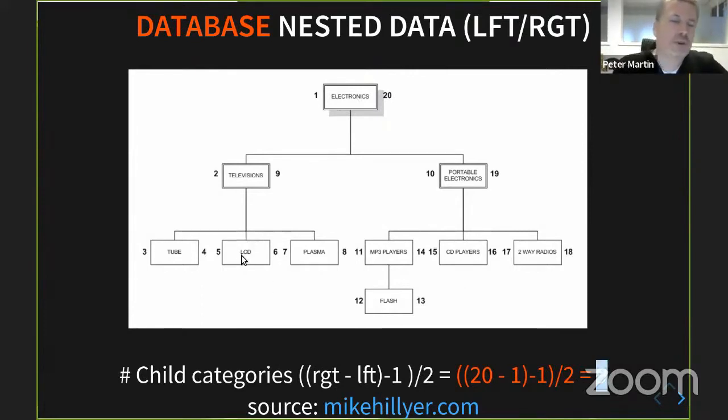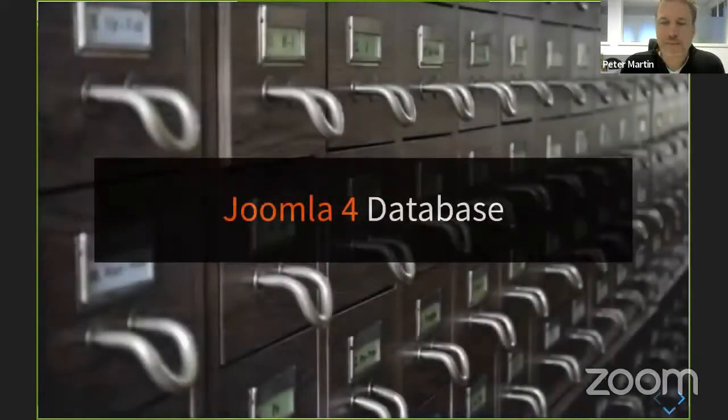And for instance, if you look at a category like LCD, it has 5 and 6. There's no number between it. So therefore, there are no child categories. So this is the end in the chain. And this is used a lot in Joomla. It's really powerful to store information with nested sets.